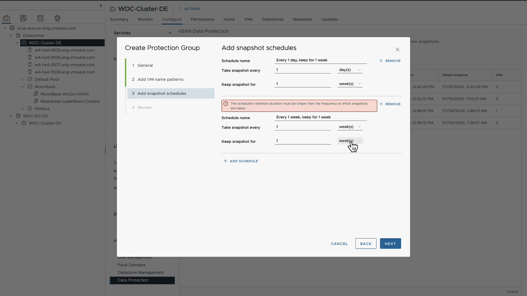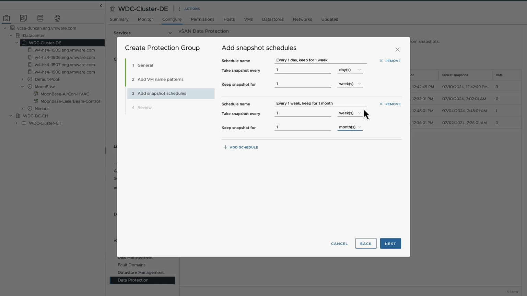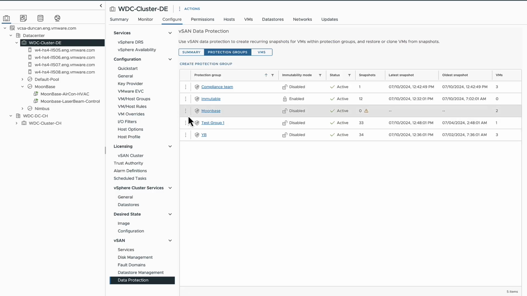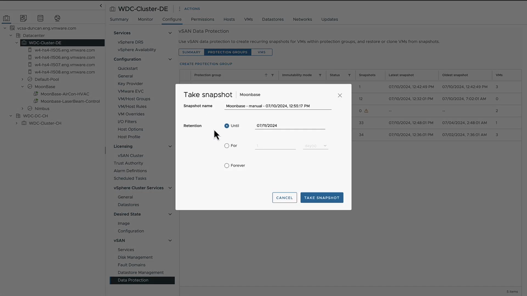If they want to test something, if they want to see if something is going to break in their environment, they can spin up some linked clones really easily. The key behind the vSAN data protection capability is, of course, the snapshot engine within ESA.